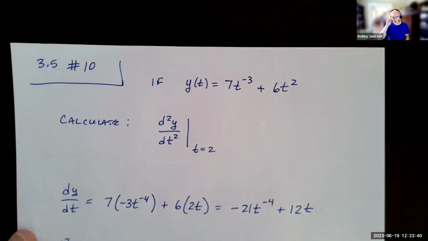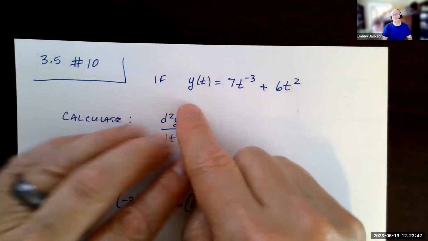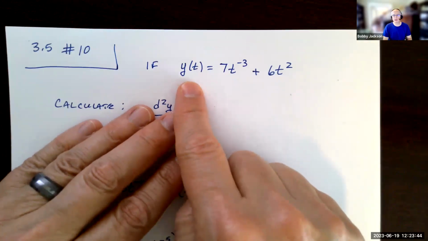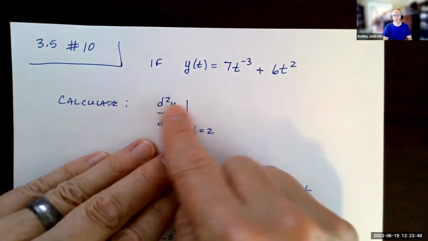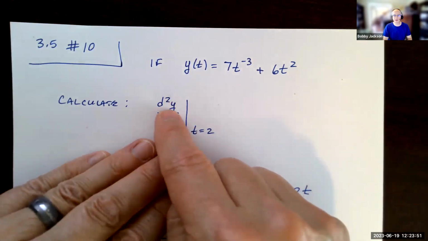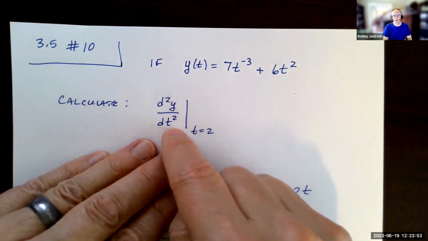Hey everyone, we're going to look at number 10 in section 3.5. We have this function here, y is a function of t. We're to calculate this thing. Well, what's this thing? This is the Leibniz notation for the second derivative of y with respect to t.